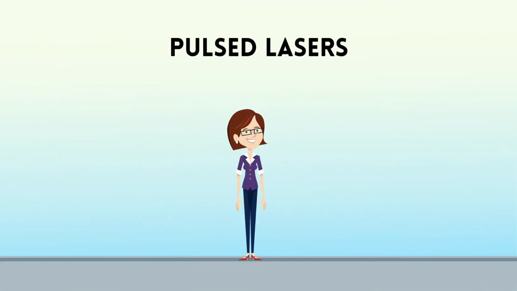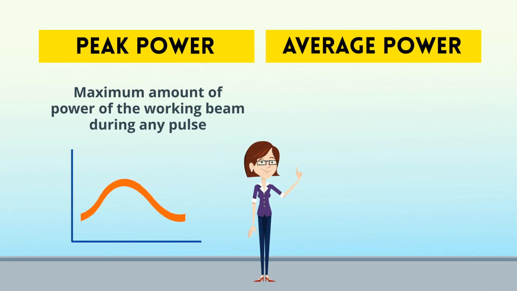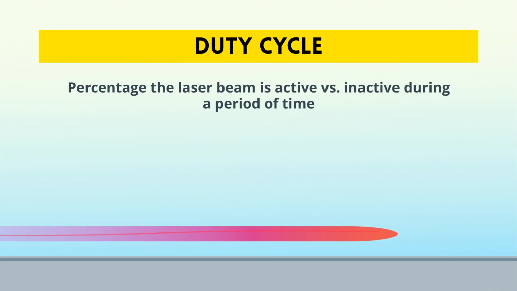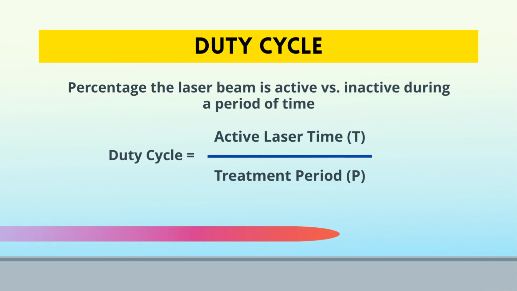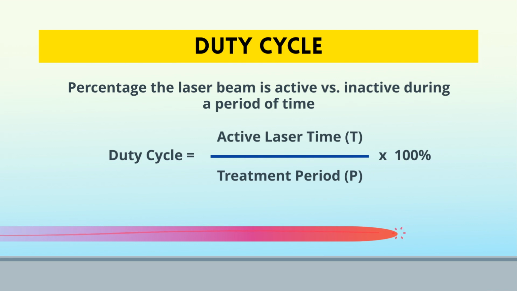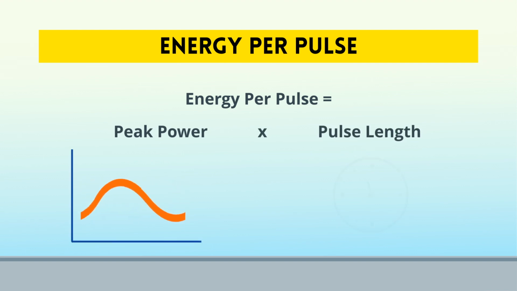Now let's move on to the pulsed laser parameters. Peak power refers to the maximum amount of power of the working beam during any pulse. The average power can be found by multiplying the peak power by the duty cycle. The duty cycle is the percentage the laser beam is active compared to when it is inactive during a period of time. It can be calculated by dividing the active laser time by the treatment period and then multiplying the answer by 100%.